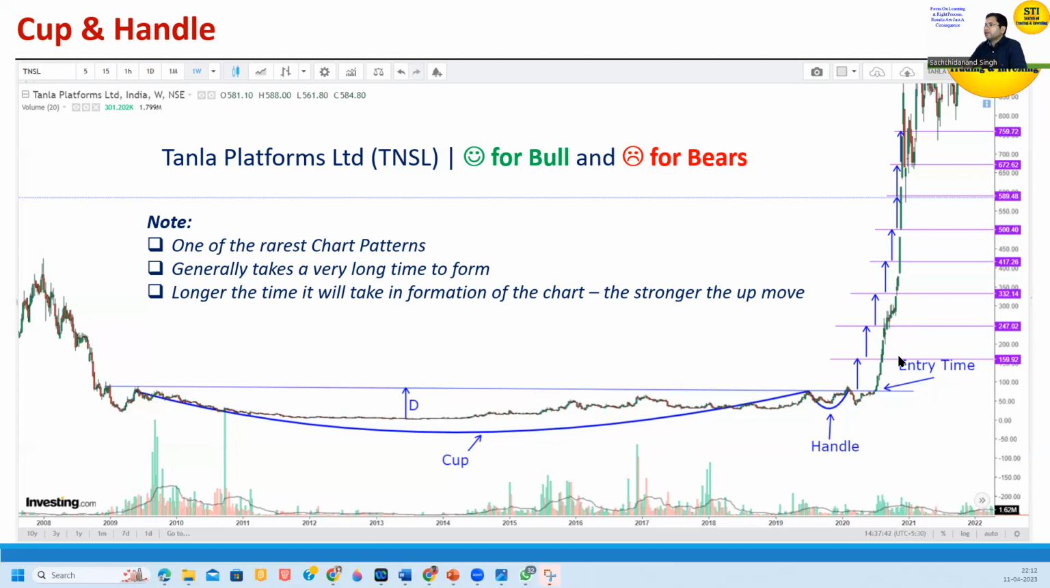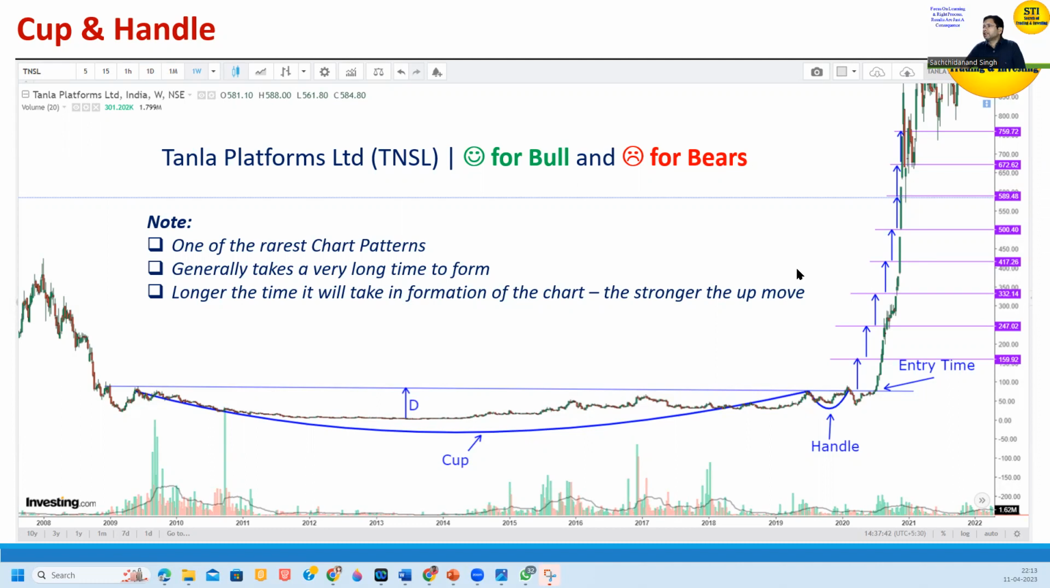Mostly I have seen this particular stock, Tanla Platforms Limited. It is basically an IT company, not very, very popular, but an IT company. At that point of time in the middle of 2020, I traded this one. I took entry maybe after one D, and then I exited somewhere around here, whenever it was taking some resistance. But in reality, it went up very, very high.